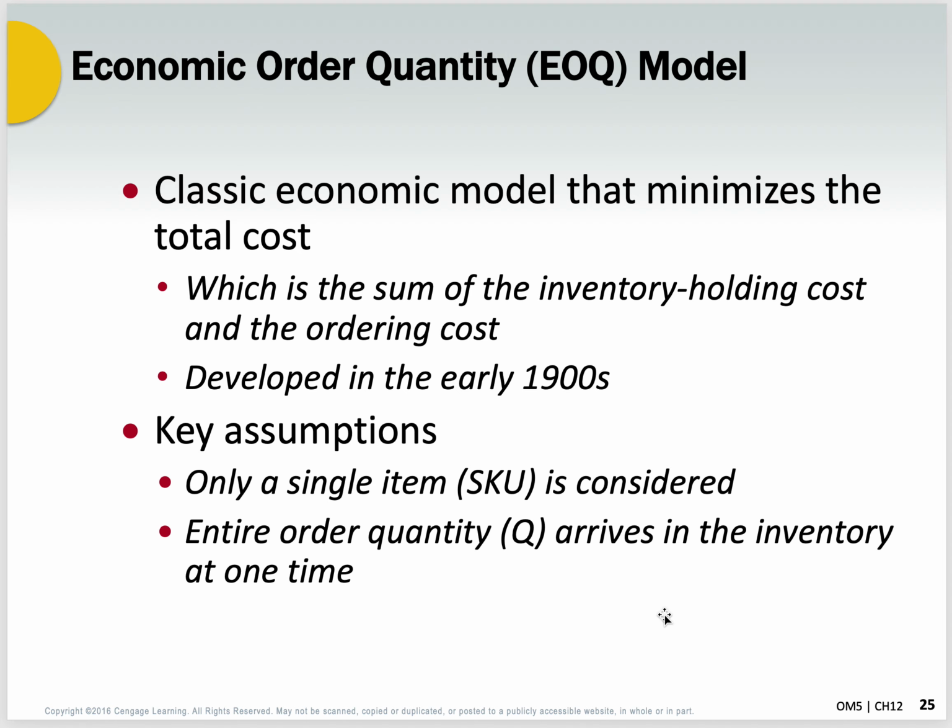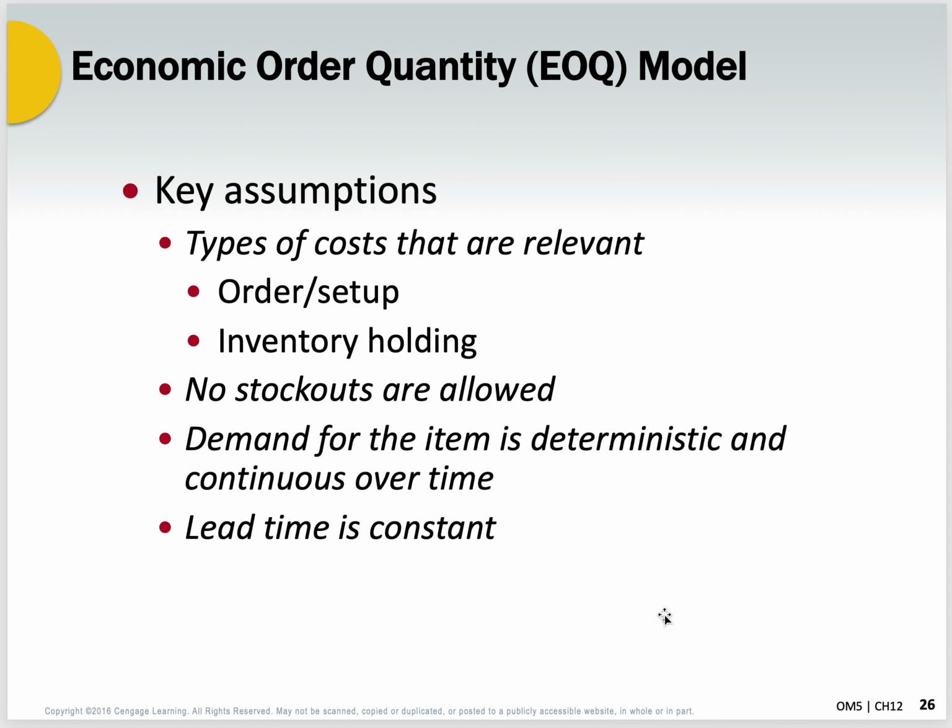The key assumptions in this model, and all models have some assumptions: we're only considering one item, one SKU. The entire order quantity arrives in the inventory at one time, so it's instantaneous arrival of the inventory. The types of costs that are relevant are order setup and inventory costs. No stockouts are allowed, and the demand for the item is deterministic and continuous over time. In other words, you know for a fact what your demand is going to be for a whole year. And the lead time is constant.